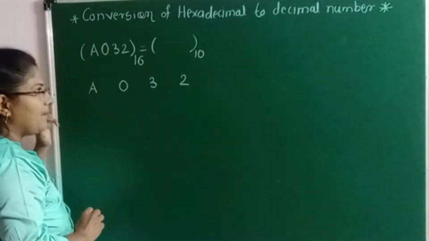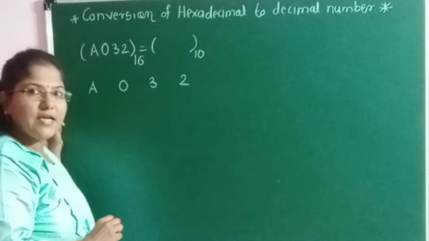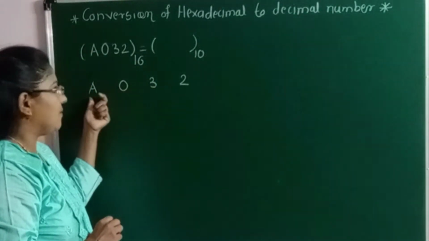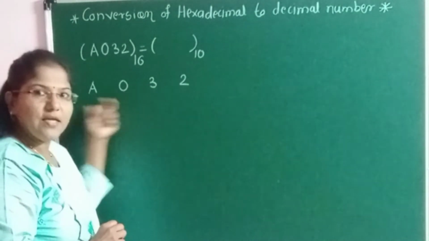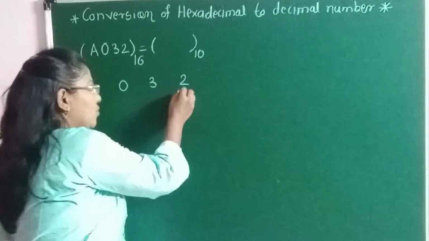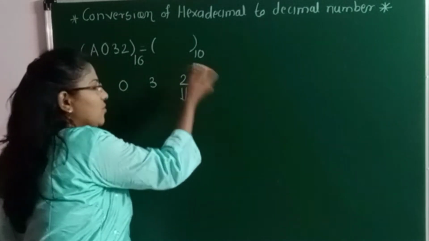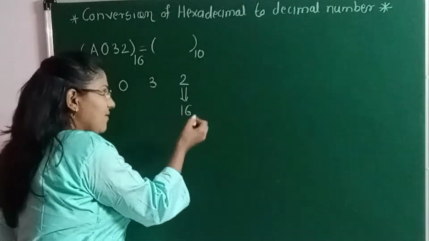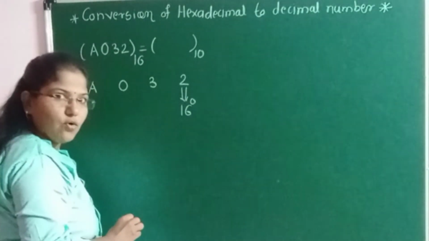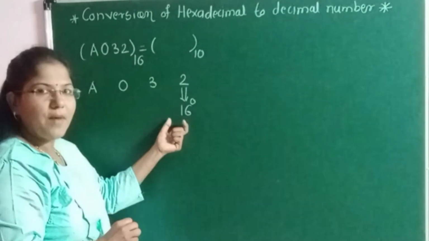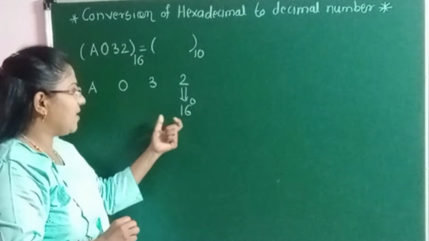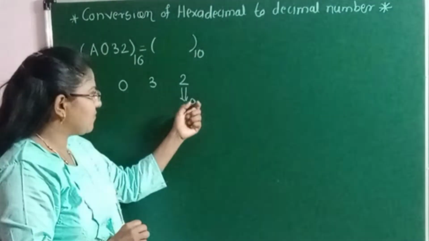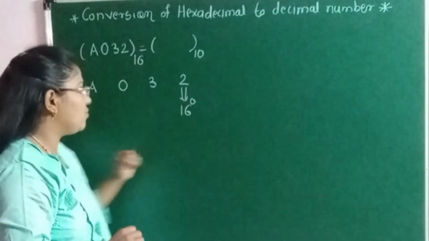Now the first main step is to write the weighted values of the hexadecimal number system for each position, for each value given in the hexadecimal number. So 2, this digit is present at the rightmost place, so its weighted value is 16 raised to 0, because the weighted values are in terms of power of base, and here the base or radix of the hexadecimal number system is 16 and that power starts from 0. So this is 16 raised to 0.